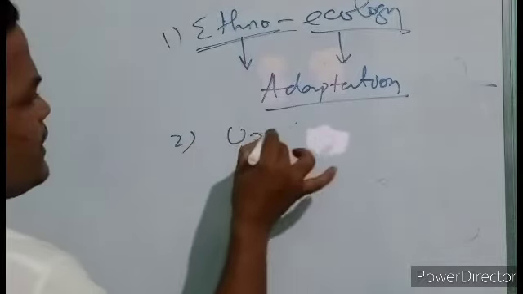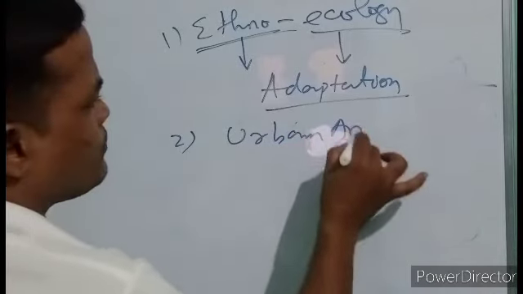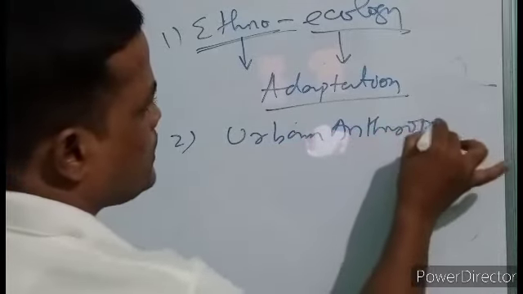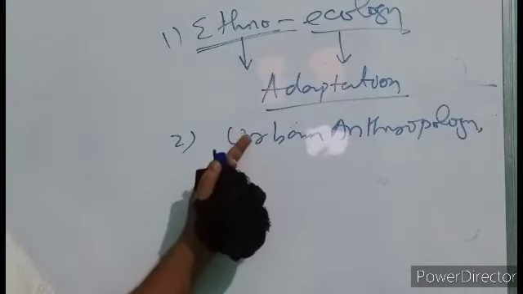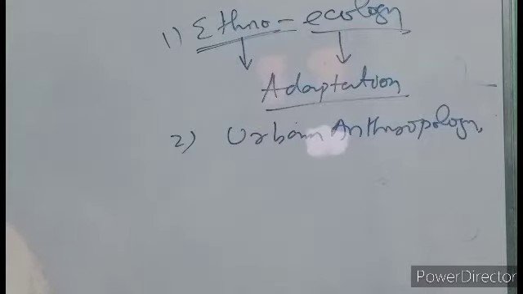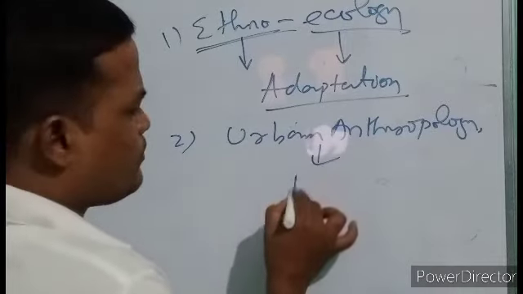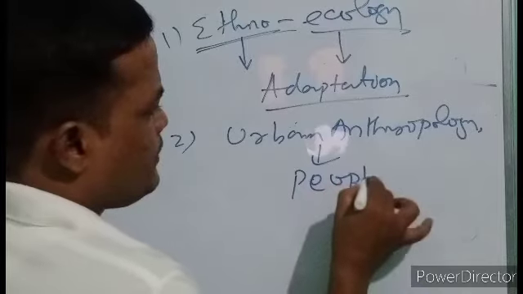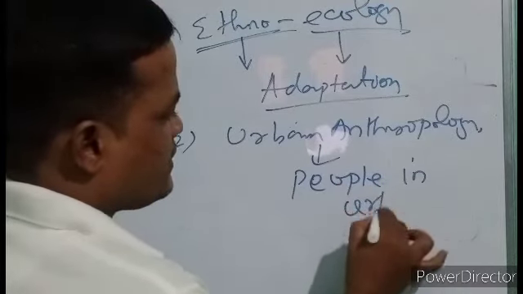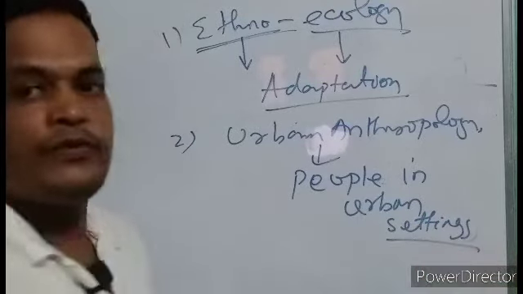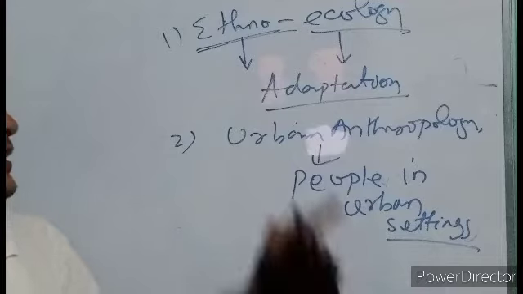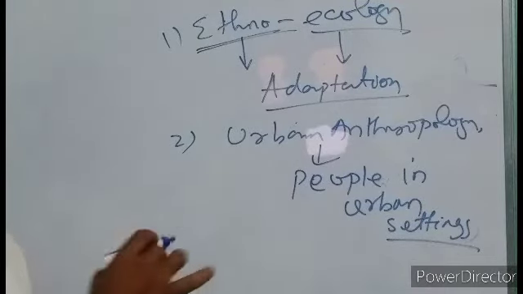In the same way, number 2, it also focuses on urban anthropology. Urban anthropology grew as a distinct study within anthropology. It studies the population or people in urban settings, in towns and cities. That is called urban anthropology. It is another scope of anthropology.